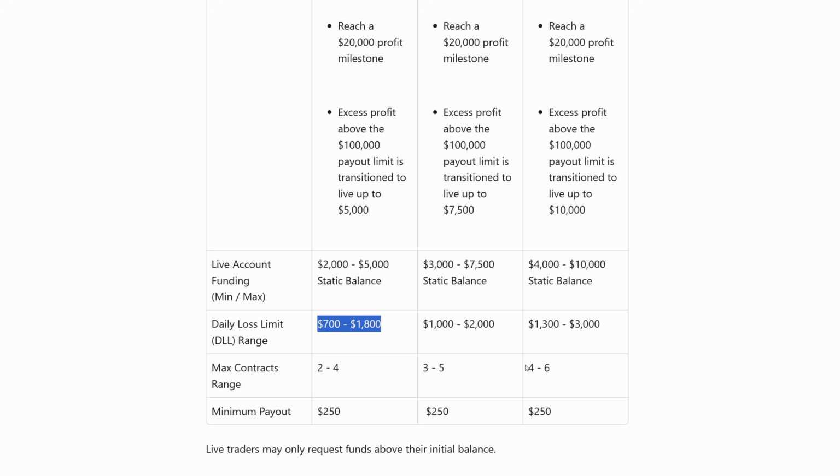Because you can see, even with the 150K account, the max contracts they allow you to trade is between 4 and 6 contracts. Now, once you do go into a live account, if you're able to achieve all those objectives, then the minimum payout drops down from $1,000 down to $250.